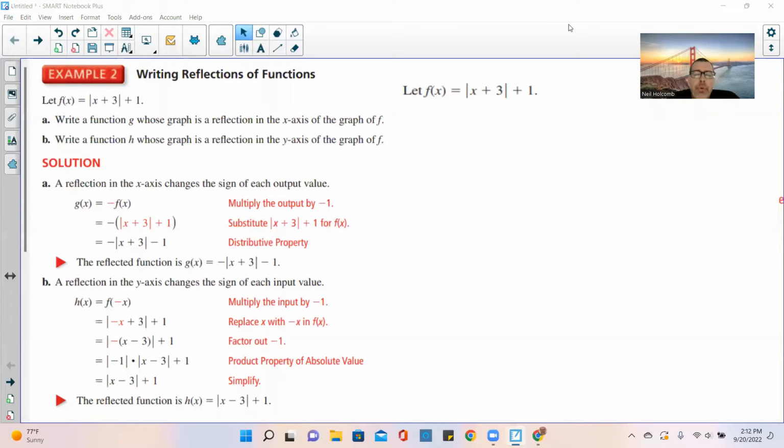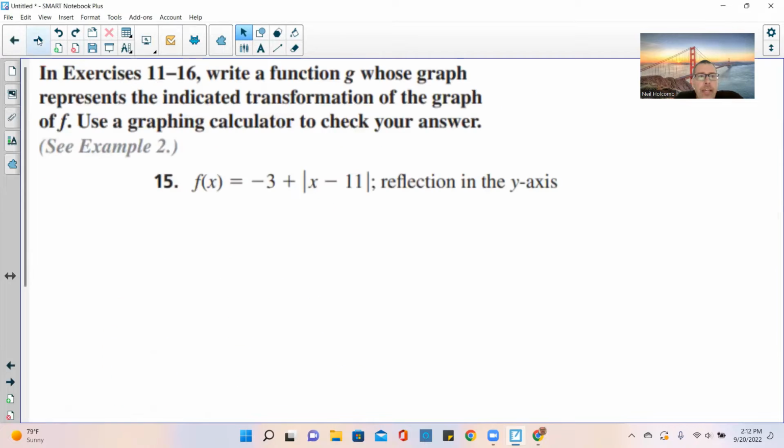Okay, so this is chapter 2.1, question number 15, I believe. And it said, let me go to that. It said right here, in exercises 11 through 16, write a function g whose graph represents the indicated transformation of the graph of f. Use a graphing calculator to check your answer. And then in parentheses, it said, see example 2. So this is the problem we're going to do, but I want to go to example 2 and we'll look at that first.